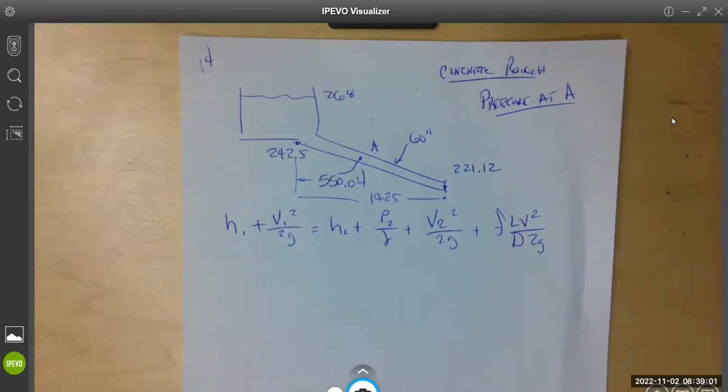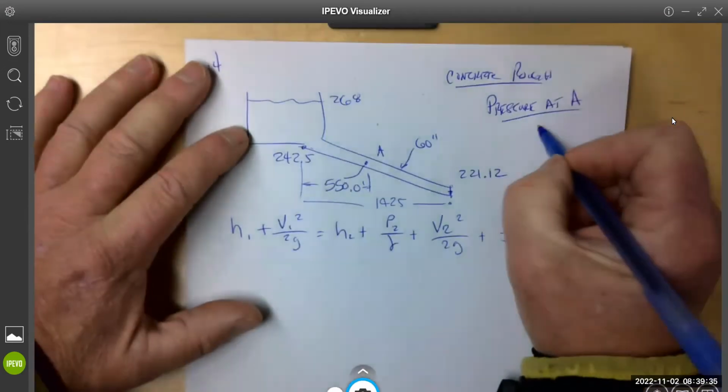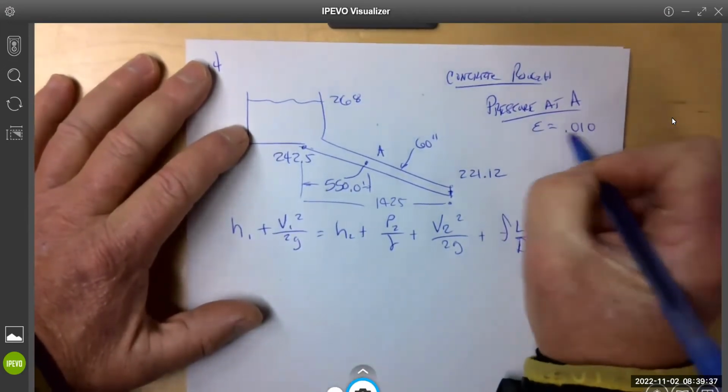So 14 says, we probably should have read it in class because I could have given you hints on this. A reservoir discharge, 60-inch concrete pipe, rough surface. So rough surface gives us what for the roughness factor? If you guys have numbers, it'll go faster. It was asking for pressure. Concrete pipe, rough surface. 0.010 for roughness, that's from that table.